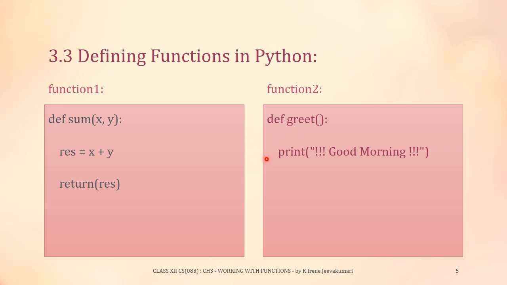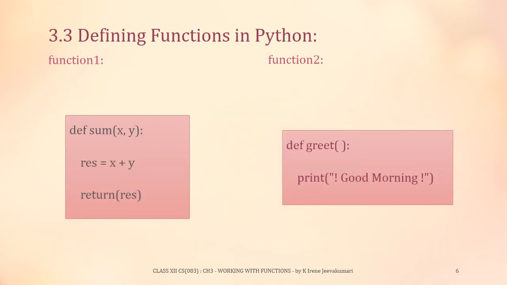Here, only one statement is indented. This statement is the body of this function definition, and it just prints a message. This function definition does not have any return statement. The first function definition has a return statement, but this function definition does not have any return statement. From this you can understand that a function may or may not have a return statement.